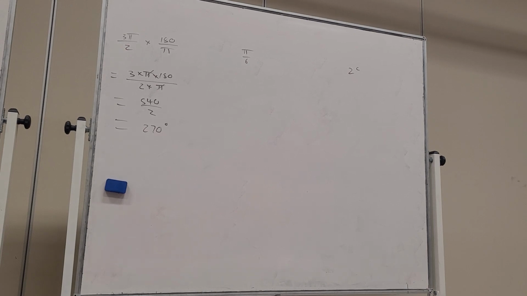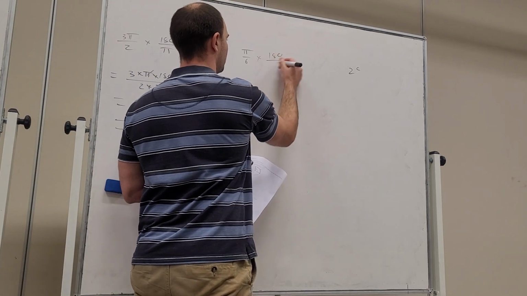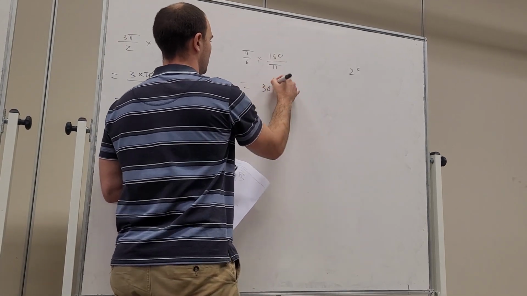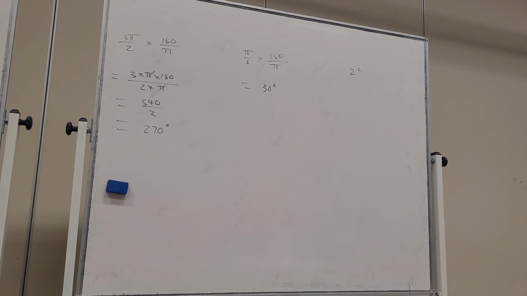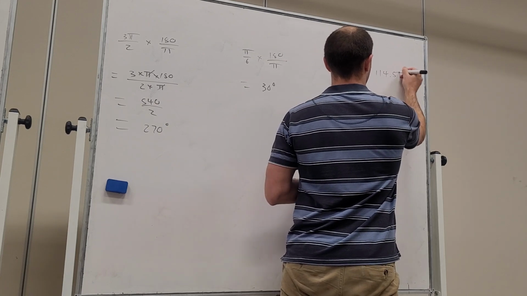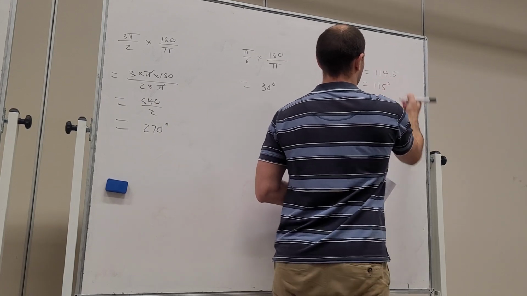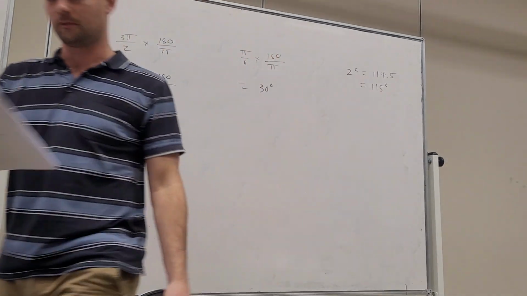Cool, let's do the next couple in our calculator. We've got pi on 6 times 180 on pi. Okay, that's going to be 30 degrees. And then 2 radians is 114.59. Okay, so notice 4 figures, and we round the last one, 115 degrees.